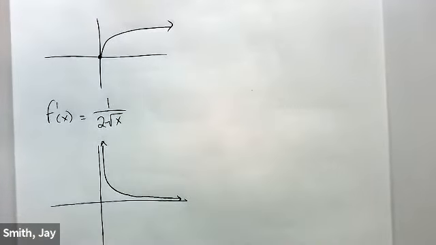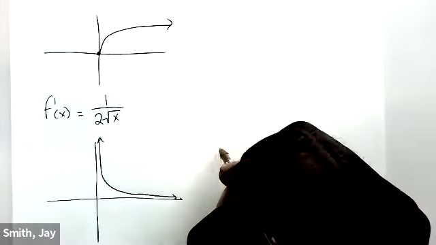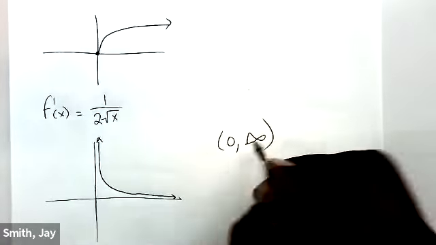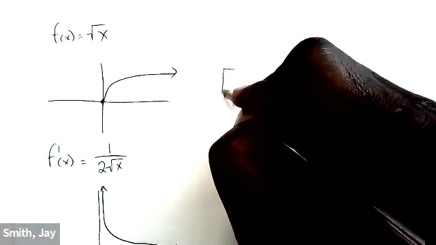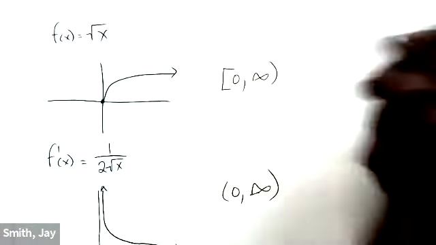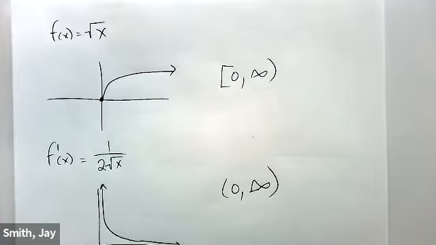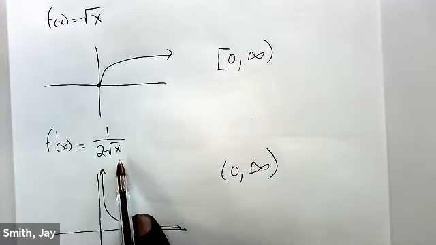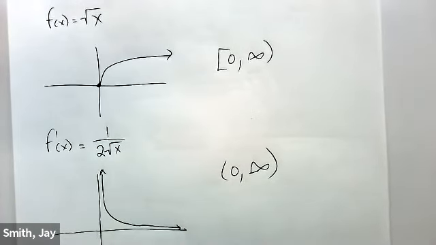Now to answer our question, the domain for f prime of x would be from open parenthesis 0 to infinity. The difference between this function and its derivative is the domain for the original function, open bracket 0 to infinity, which means that 0 can be evaluated on the graph of the square root of x. 0 cannot be evaluated on the graph of this derivative. And this makes sense because if x is 0, then we end up with 1 over 2 times the square root of 0, or 1 over 0, and you can't divide by 0.